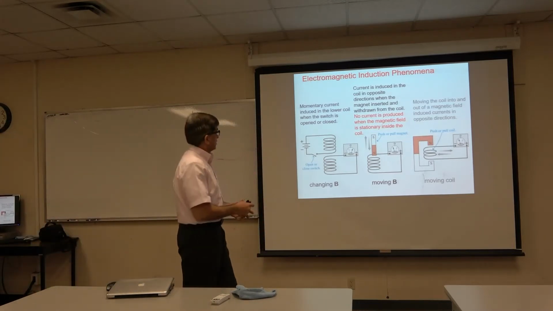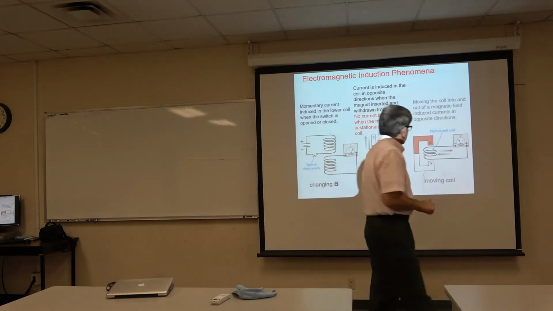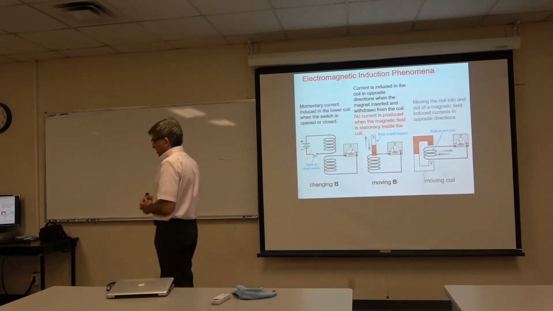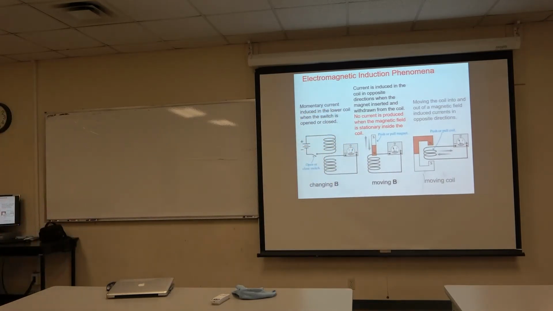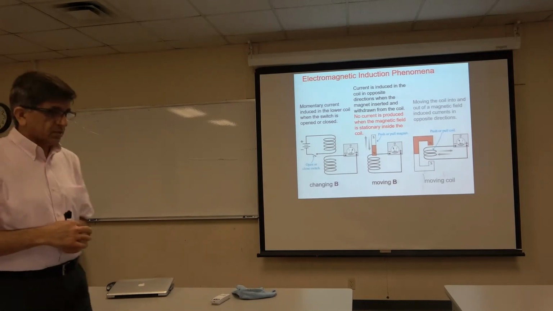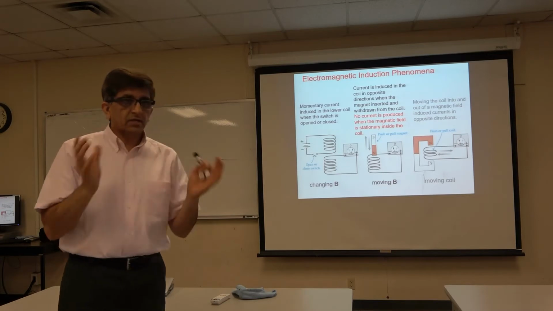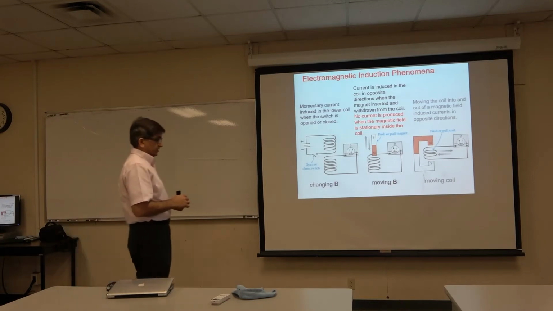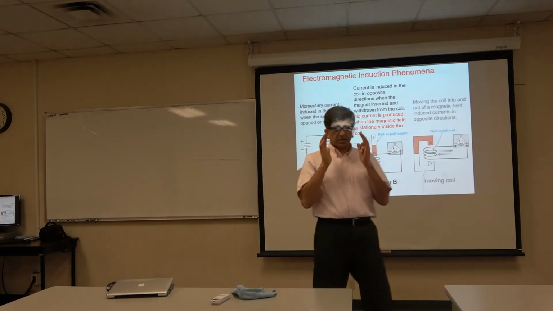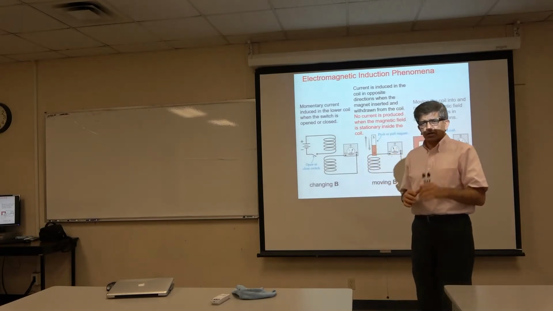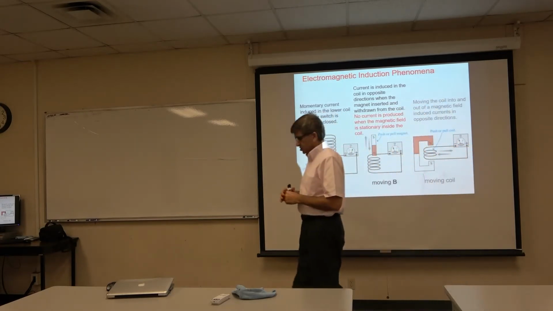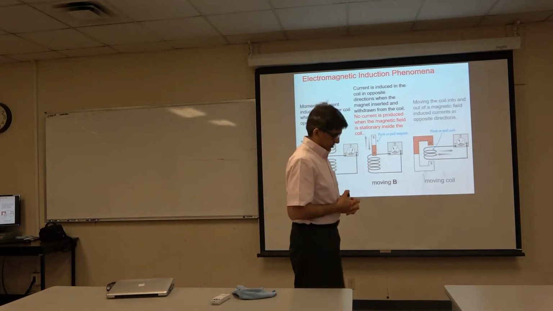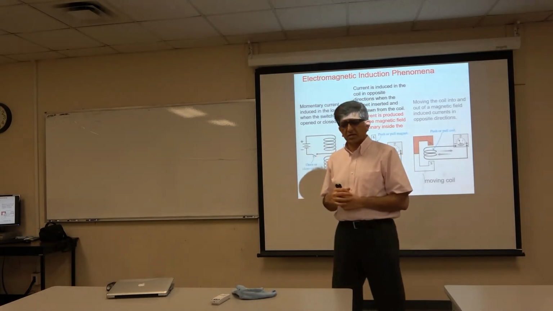All right, good morning. Today we continue with electromagnetic induction. We talked about how we can generate a current through a moving magnetic field. In the previous chapter we learned that a moving charge, which is an electric current, can produce a magnetic field. In this chapter, the focus is how we can produce an electric current by moving the magnetic field.